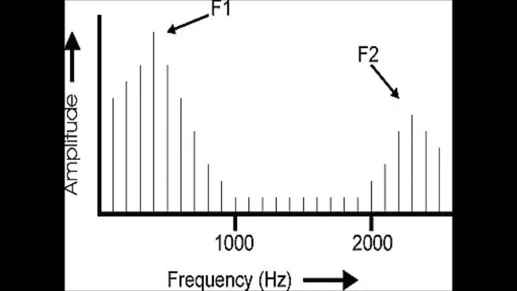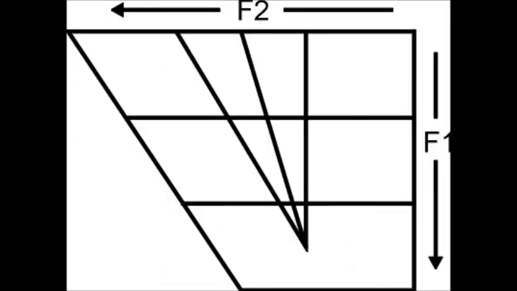The first 2 formants are typically enough to identify a vowel. As the first formant F1 increases, vowel height decreases. As the second formant F2 increases, vowel frontness increases.